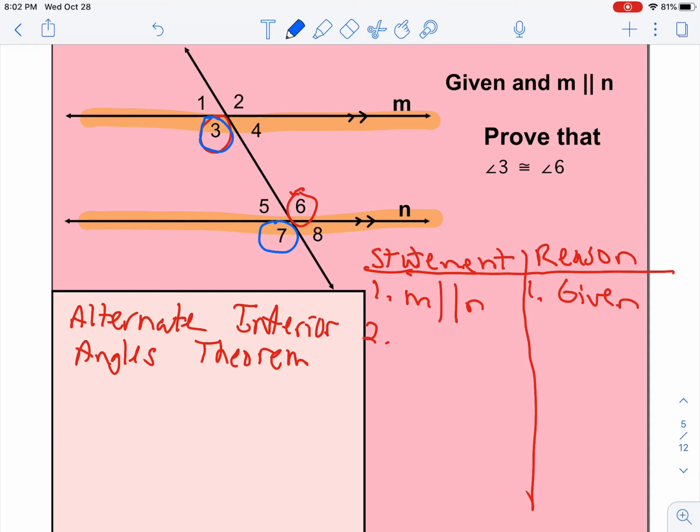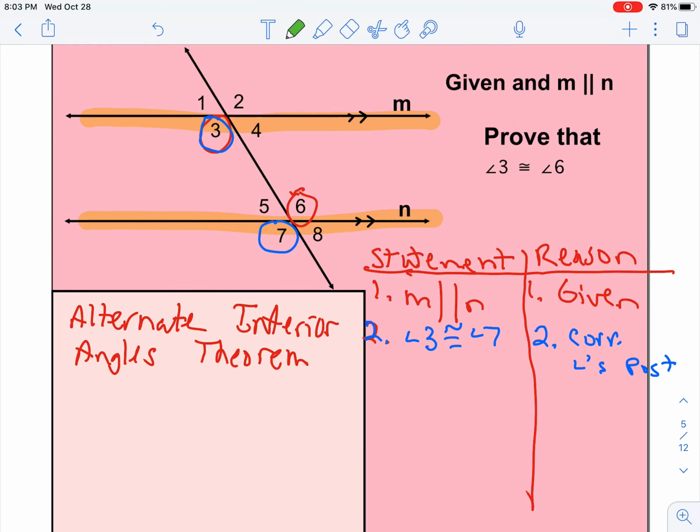So I'm going to use that 3 is congruent to 7. You could use 2 and 6 if you want also, but I'm going to say that angle 3 is congruent to angle 7. Why? What allows me to say that? Well, those are corresponding angles, and we have parallel lines. So again, corresponding angles postulate.